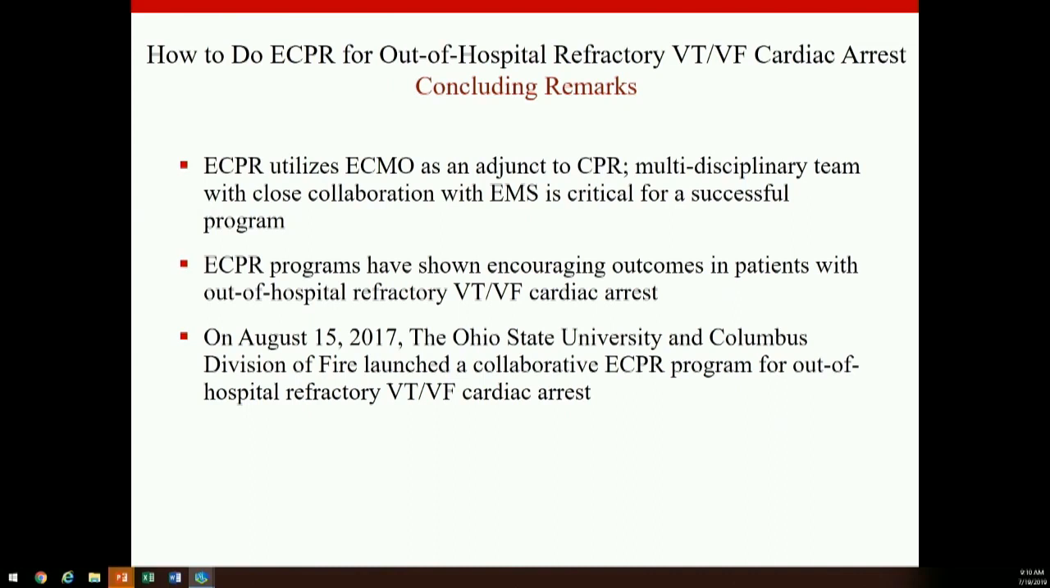So, in conclusion, e-CPR utilizes ECMO as an adjunct to CPR. A multidisciplinary team with close collaboration with EMS is critical. ECMO programs have shown encouraging outcomes in out-of-hospital refractory VT/VFib, and in 2017, we developed a program to serve our community in Columbus, Ohio.